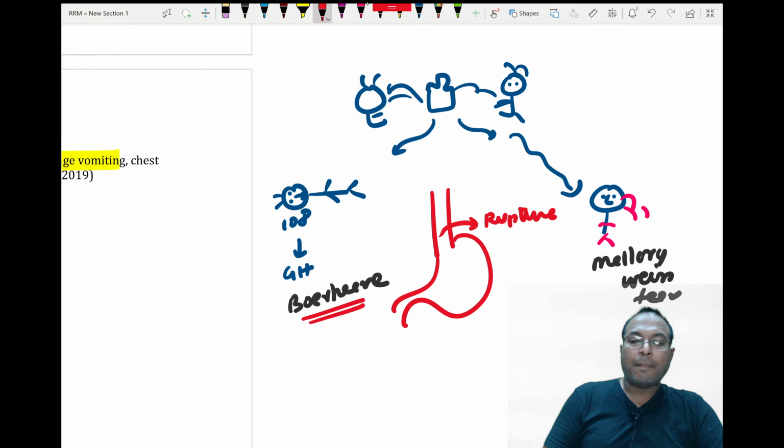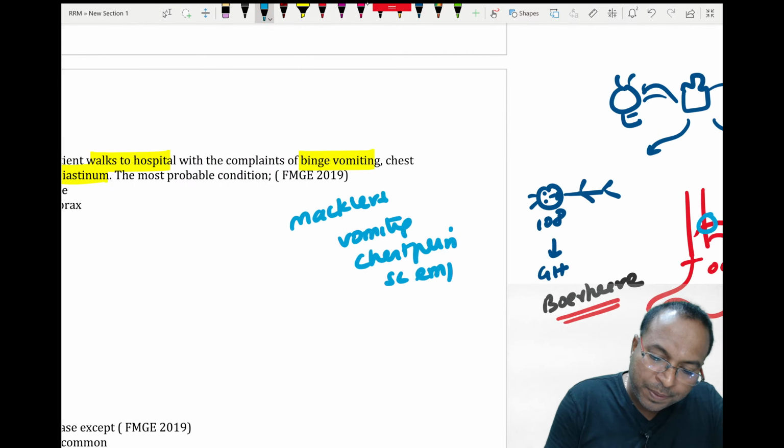So they come to you with Mackler's triad. Mackler's triad is vomiting, chest pain, subcutaneous emphysema, seen in Boerhaave's syndrome, also known as barotrauma. Vomiting, chest pain, subcutaneous emphysema, known as Boerhaave's syndrome.